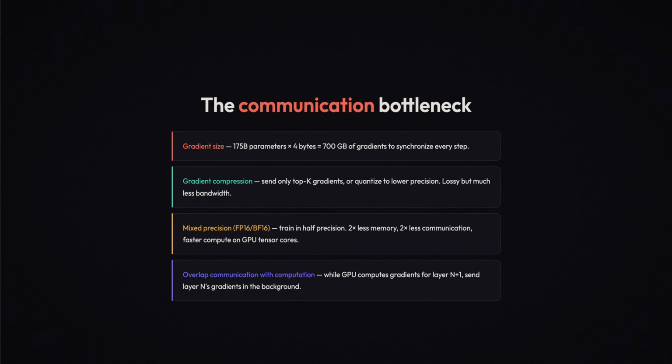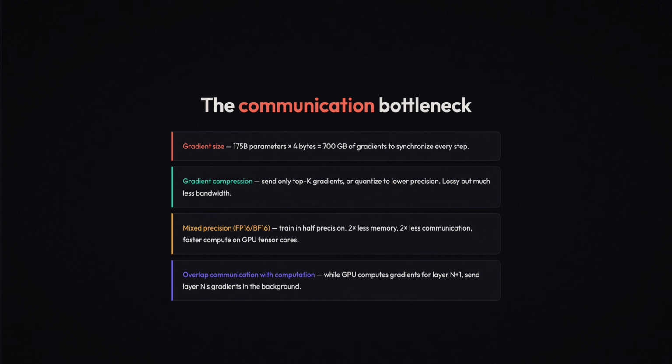Mixed precision training: compute in half precision, FP16 or BF16. Half the memory, half the communication bandwidth, and faster computation on GPU tensor cores. A master copy of weights is kept in full precision for stability. Overlap communication with computation. While the GPU computes gradients for layer n plus 1, send layer n's gradients over the network simultaneously. Don't wait for all gradients before starting communication.